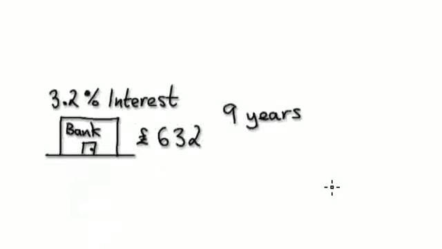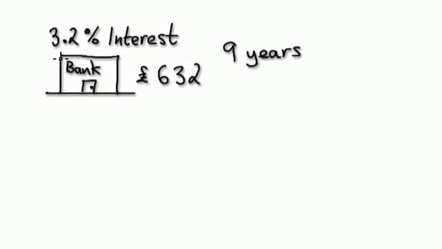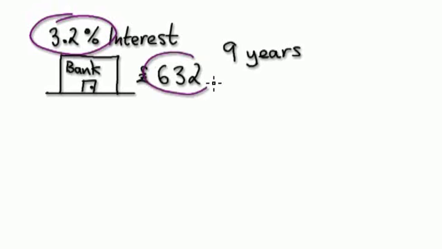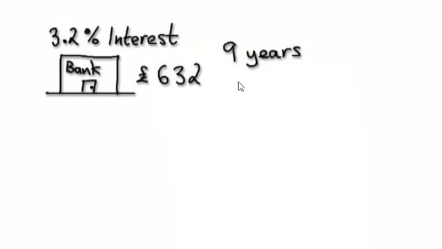Let me give you an example of compound interest. Let's say a bank is giving you 3.2% interest each year, and you're going to invest £632 for 9 years. So how much will you have at the end of the 9 years?